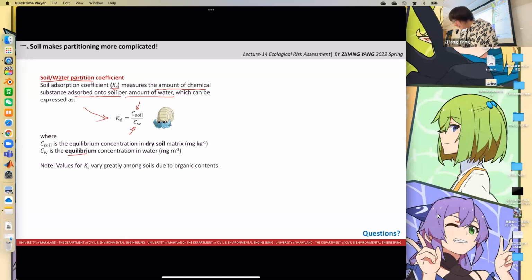But note that this describes the equilibrium process. And here I also want to say that the KD varies greatly among soils, because we have different soils that may have different amounts of organic matter in the soil. So this value varies from soil to soil. And for this one, do you guys have any questions?